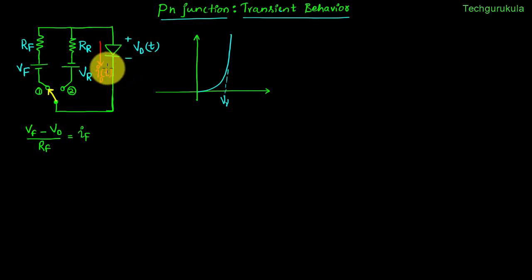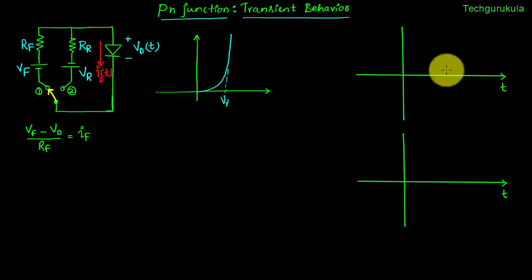Now let me plot the current flowing through the diode and the voltage across the diode in two separate plots, where in the first graph I'm taking time on the x-axis and the current flowing through the diode on the y-axis. And in the second graph, I'm taking the same time on the x-axis, and on the y-axis, I'm taking the potential across the PN junction diode. This is the t is equal to 0 point.